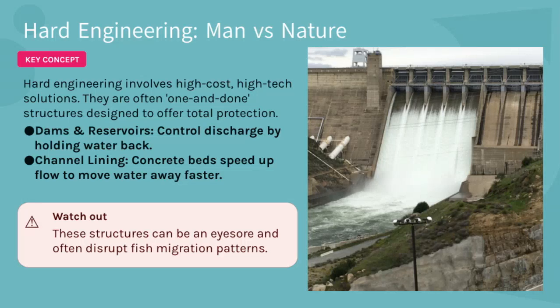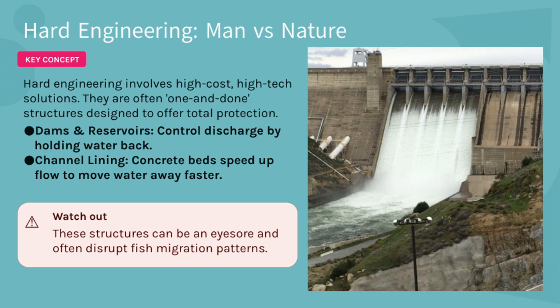Now let's look at hard engineering. Hard engineering involves building man-made structures to control natural river processes. These strategies are often high-cost and high-tech. They are usually designed to give strong, visible protection against flooding.